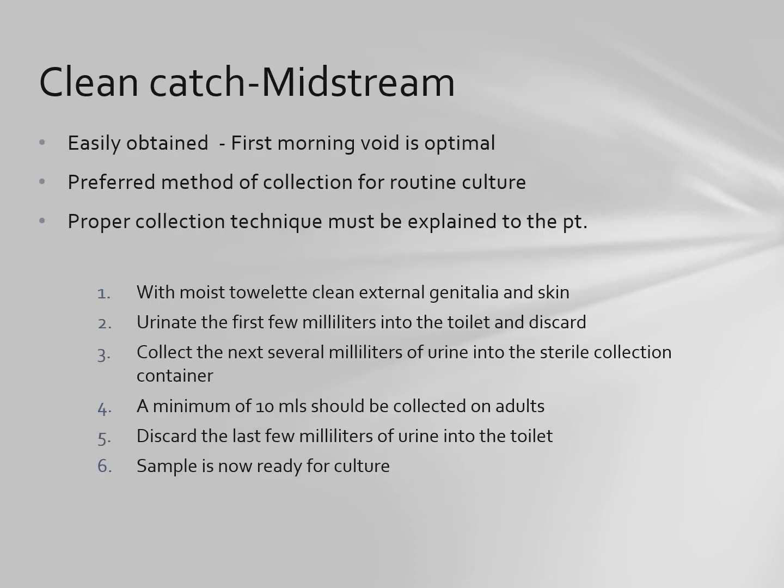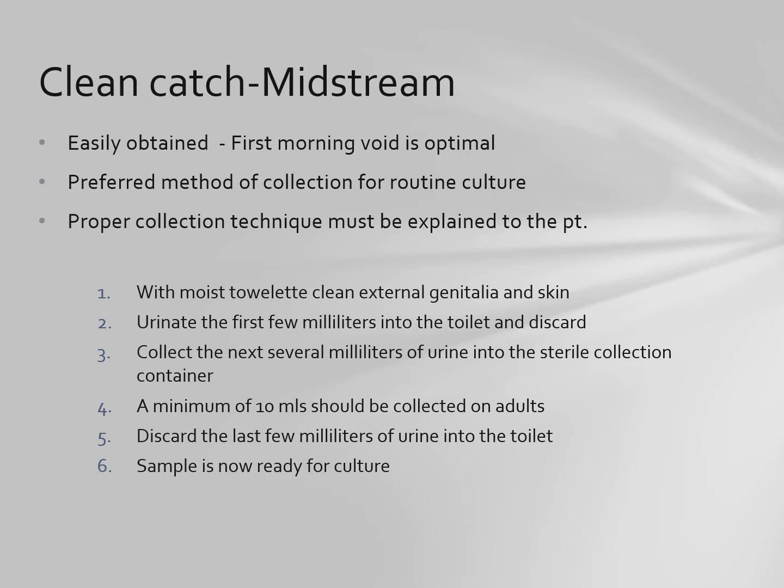Probably the most common type of specimen that is collected for urinalysis and urine culture would be the clean catch midstream. This is easily obtained. Usually we get the first morning void. That is optimal. Also, it's easily replaced if it gets spilled. Counts between 10,000 and 100,000 may be significant, but counts of over 100,000 colony-forming units per mil are definitely significant. Counts of less than 10,000 colony-forming units per mil are insignificant.